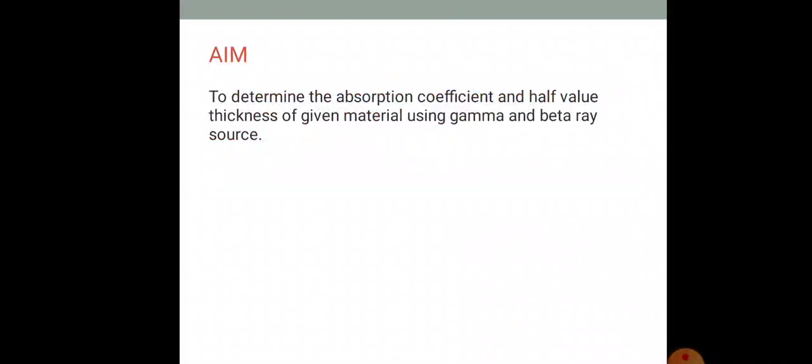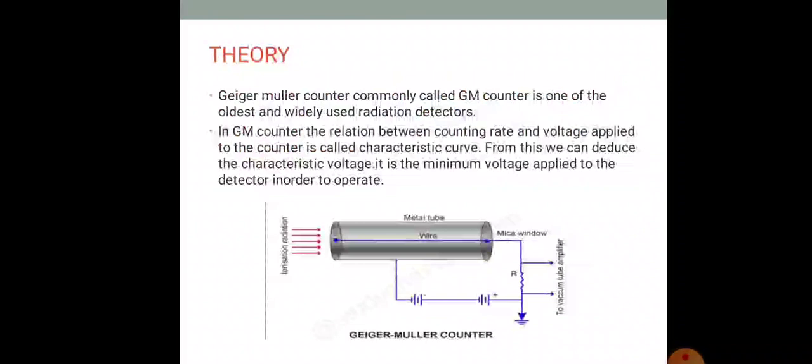Our aim is to determine the absorption coefficient and half value thickness of a given material using gamma and beta ray sources. The GM counter, or Geiger-Muller counter, is one of the oldest and most widely used radiation detectors. In a GM counter, the relation between counting rate and voltage applied to the counter is called the characteristic curve, and from that we can deduce the characteristic voltage.